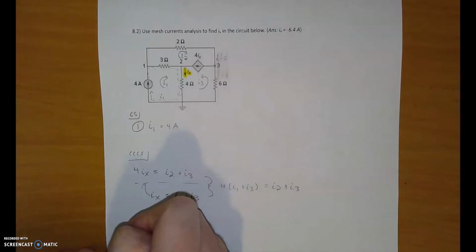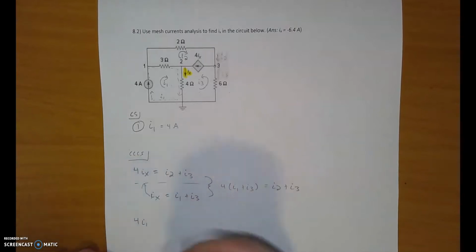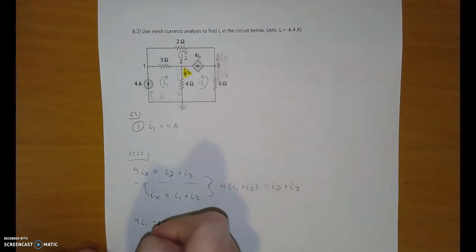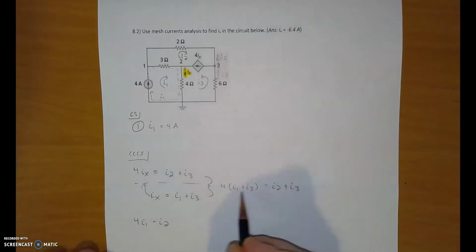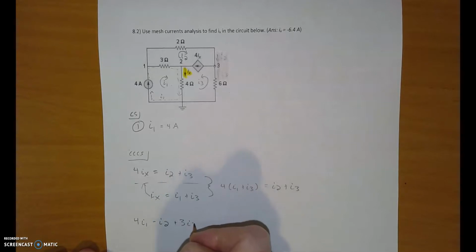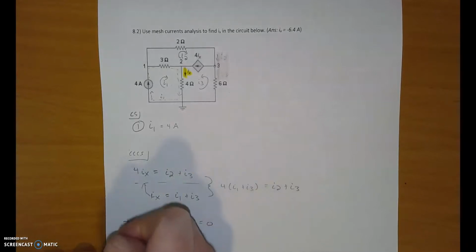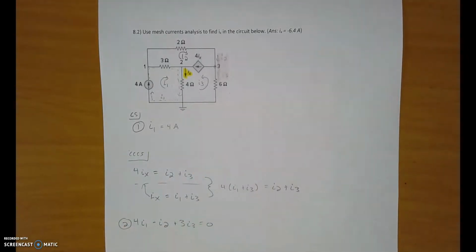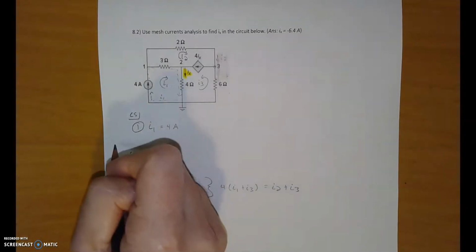So 4 I1, and then for I2 we're going to subtract that, put it over on the left hand side. For I3 I have 4 of them. I'm going to subtract 1, so I will have 3 of them left, all equal to 0. So that is equation 2. So we are 2/3 of the way done here.